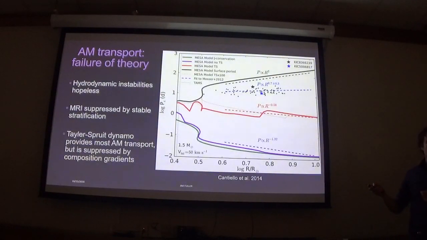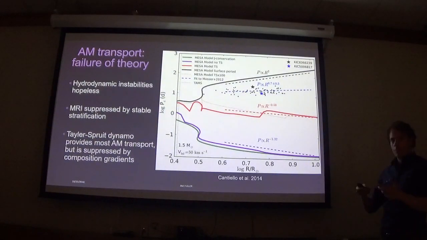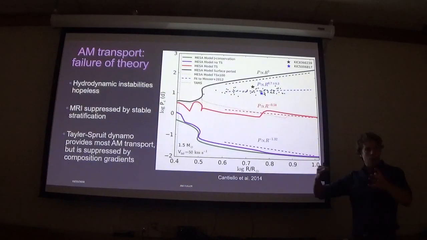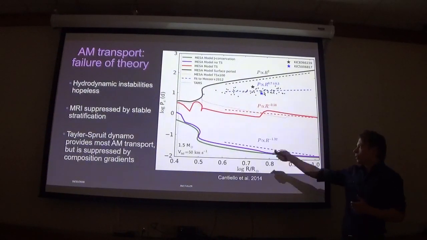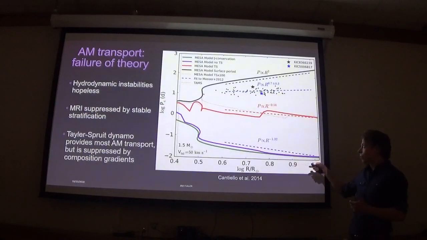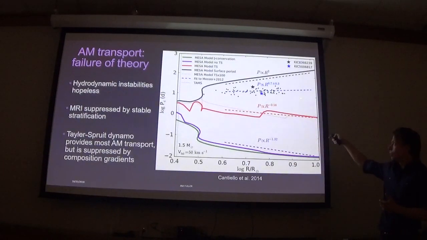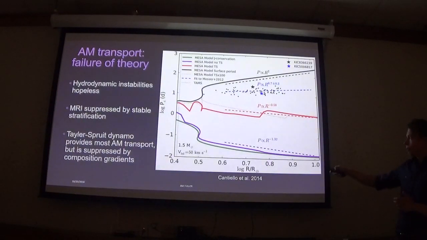If you run a stellar model including only hydrodynamic instabilities that produce some coupling between the core and the envelope, you expect the core rotation rate to evolve along this purple line. So as the star evolves up the red giant branch, its core is contracting and should be spinning up, so the rotation period should be going down. The measurements are up here. So a model with only hydrodynamic instabilities gets the answer wrong by a factor of almost 1,000. Okay, so these models are clearly excluded.